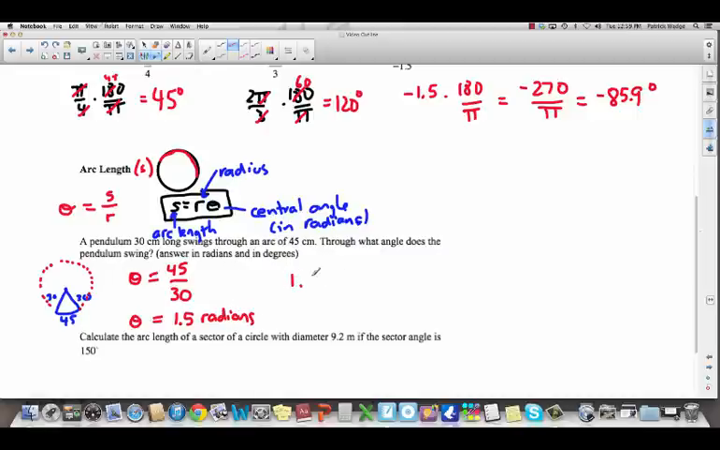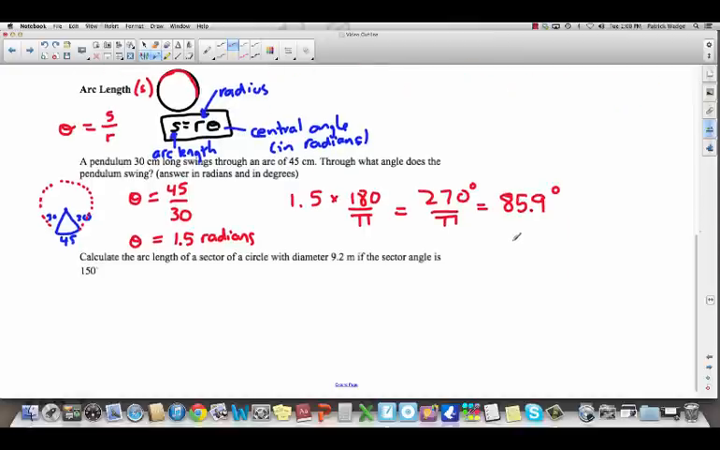It says to give the answer in radians and degrees. So if we want to switch 1.5 radians into degrees, you need to multiply by 180 over pi. That gives you 270 over pi. Hey, it's the same answer we got up here except positive. Interesting. That was a fluke. So it's the same as 85.9 degrees. Okay, you can have 270 over pi degrees. You can do that. That's fine.